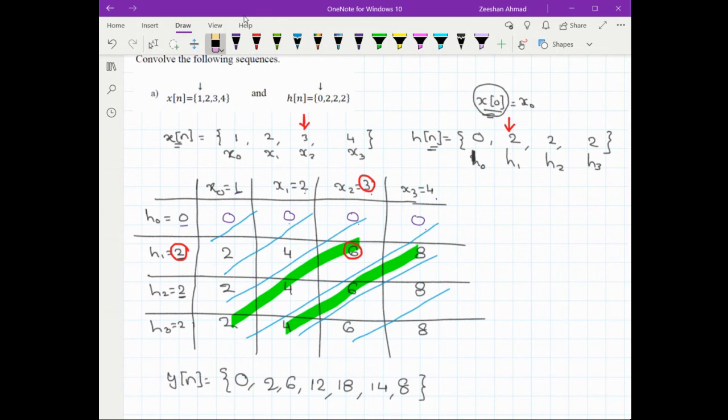Now, which value is at n equal to 0? Simple. When you add here, 6 plus 4 plus 2 is 12. It means when you add this one, I have this circle here. So this is the value at n equal to 0. Clear? So that's why we put the marker. So we know that in the sequence y of n, which value is at n equal to 0. So this is the method to solve it.